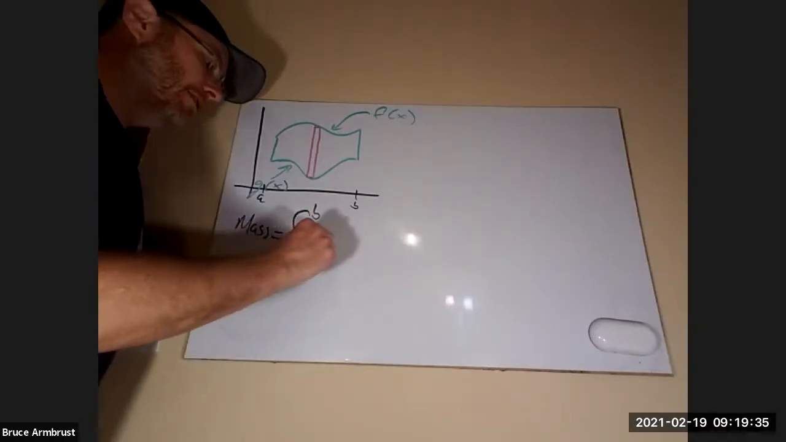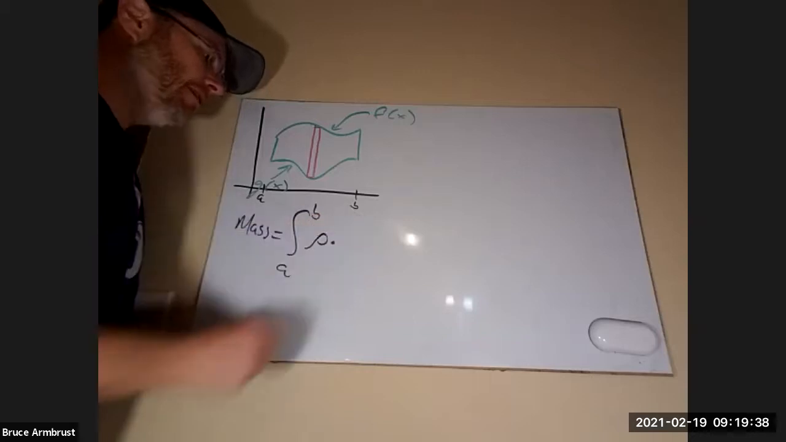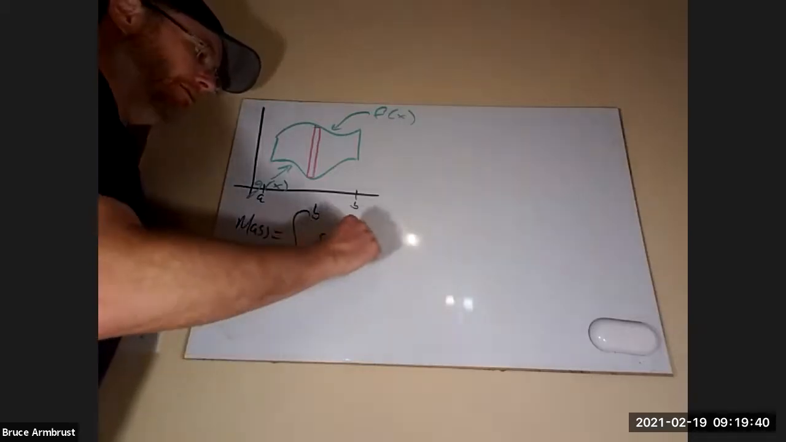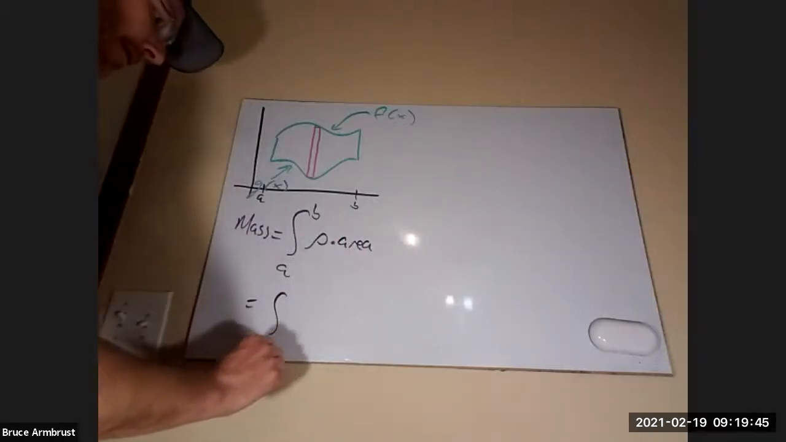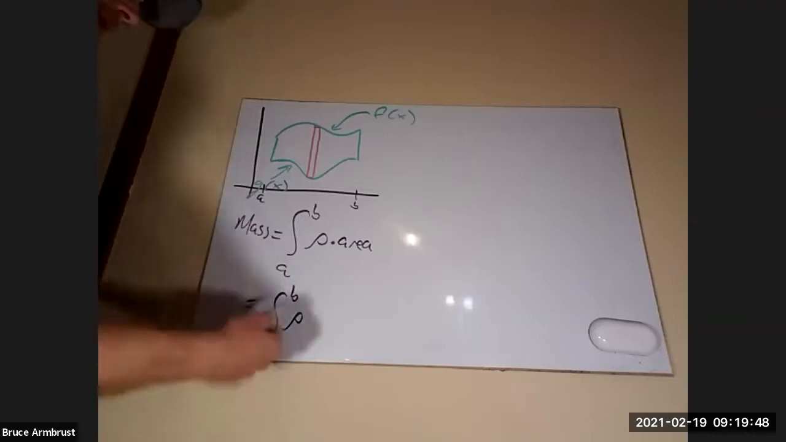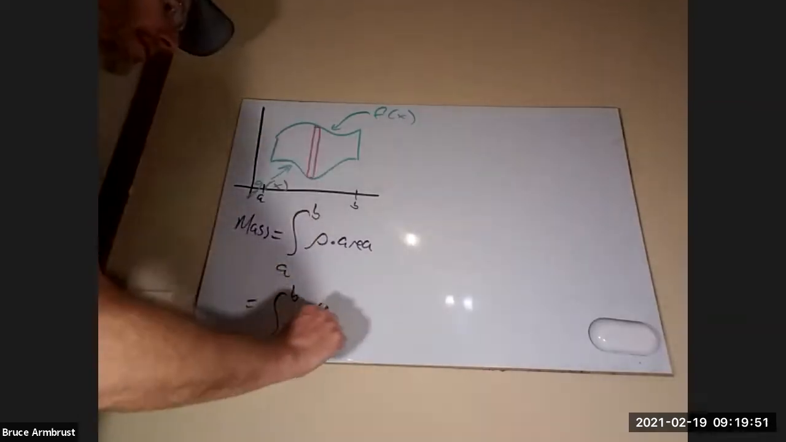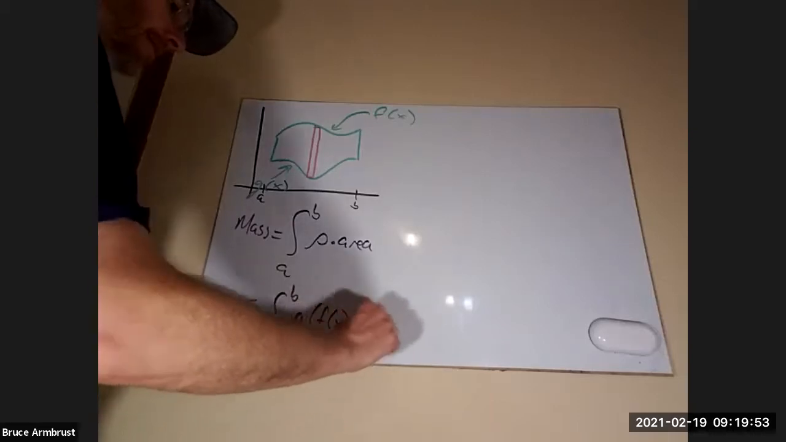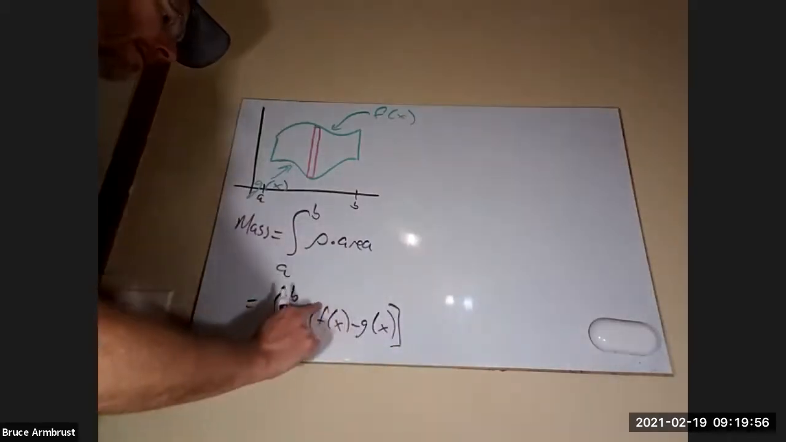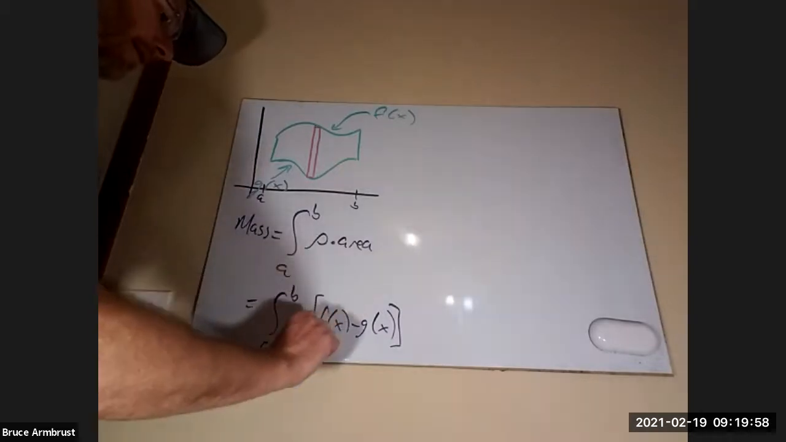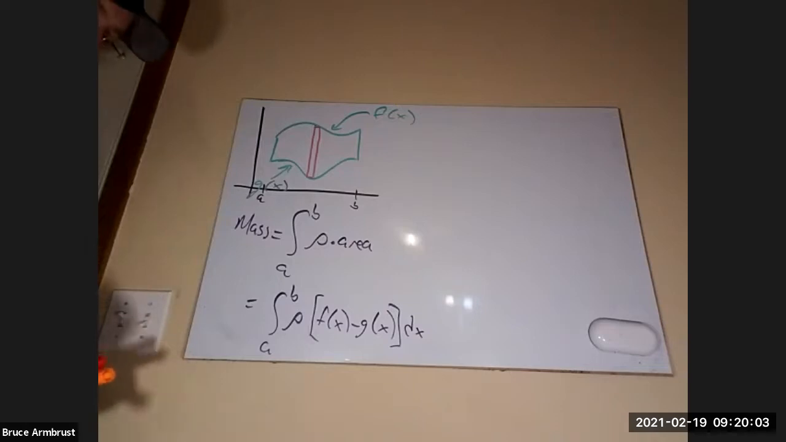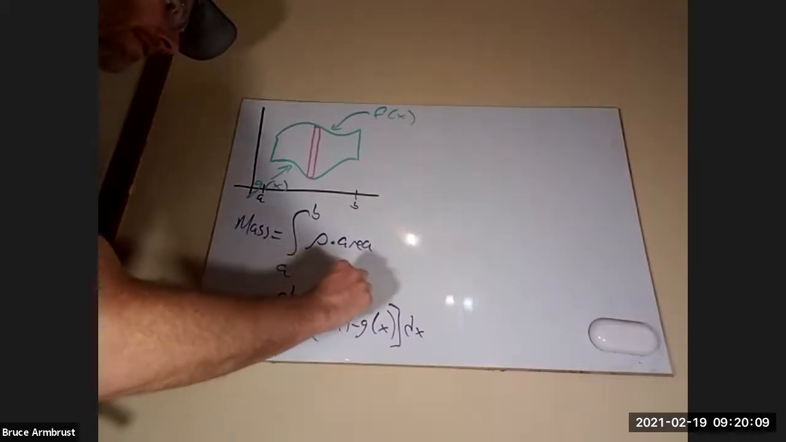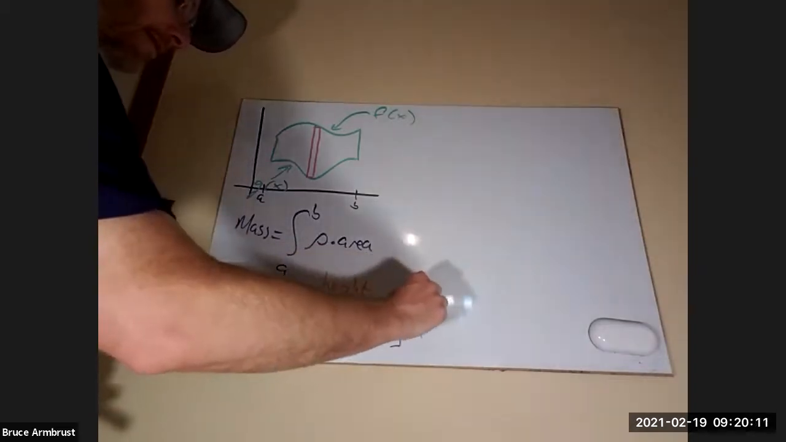And what we're going to have in here is our density times area. It's always density times area. But for that rectangle, for its area, we need height times width. Its height is going to be f of x minus g of x, and then its width is going to be dx. So again, all this is height, and this is the width.